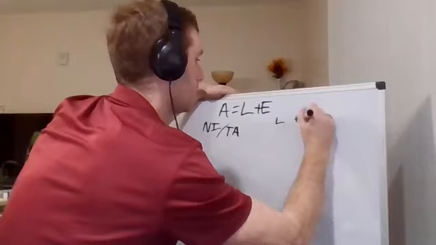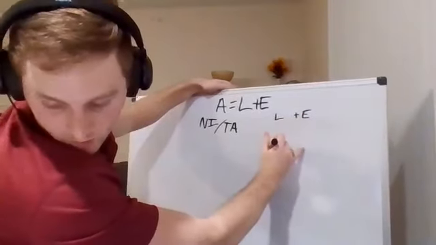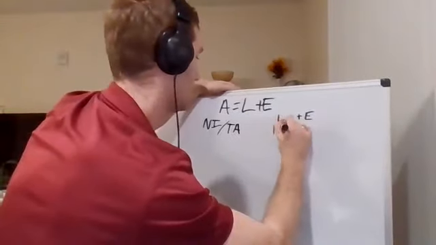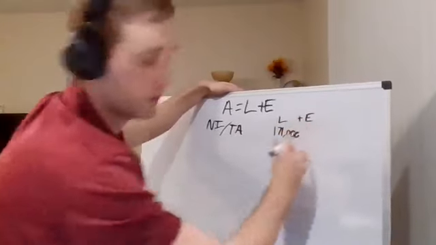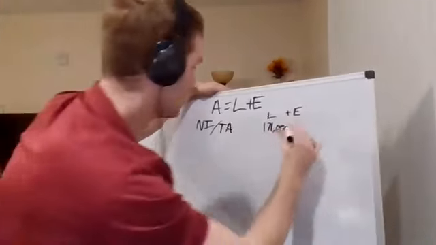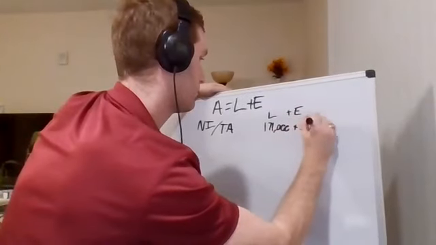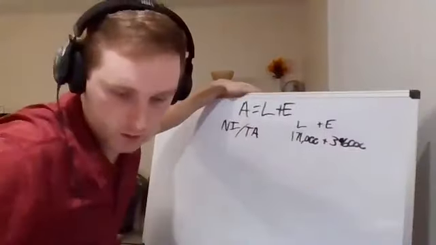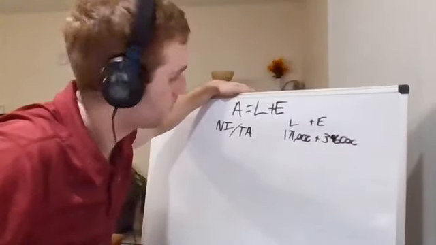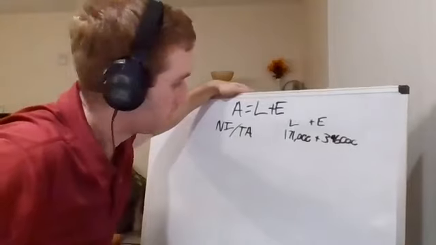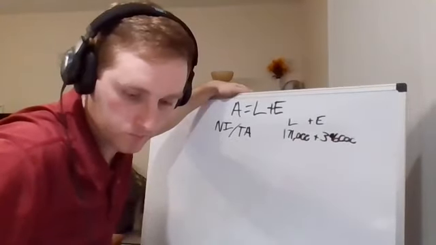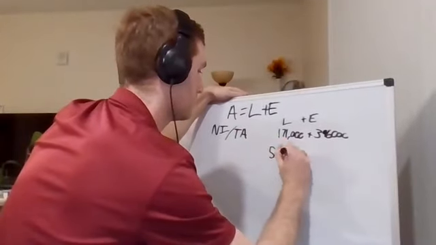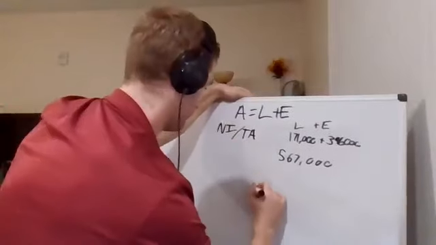Liability plus equity. So our liability is 171,000. And I know my total equity is 396,000. So I can use this to get my assets. 171,123 plus 396,000. That gives me 567,123. That's how much I'm gonna have. This is my total assets.